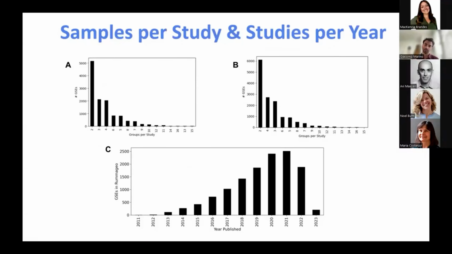We can also look at the groups per study, and here we see something interesting in that there is a bias towards an even number of groups. You can see 3 and 4 being equal and 5 and 6, but the majority being two experimental groups that are being compared.